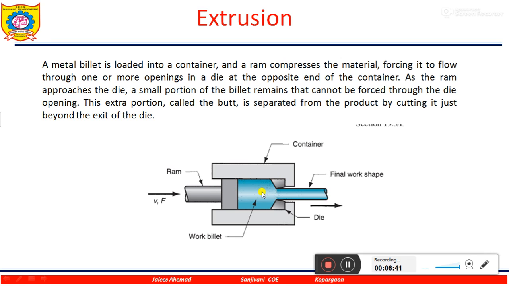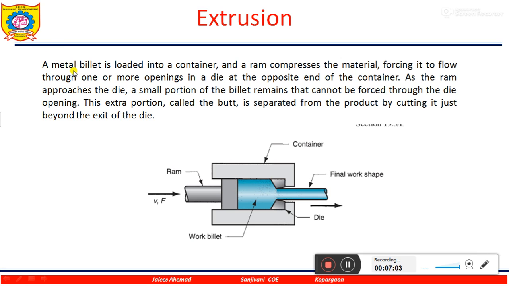So red hot material will be placed over here, and with the help of the ram it is pushed and the material is extruded continuously. Whatever length is required can be cut. That is the extrusion. A metal billet is a metal billet. इसको billet बोलेंगे. Red hot metal billet.